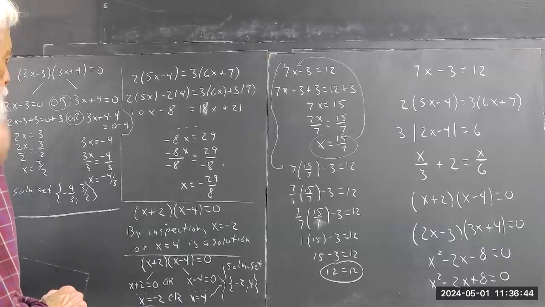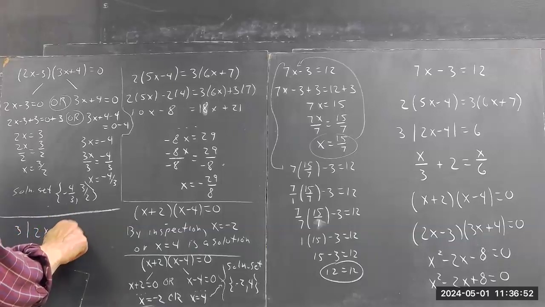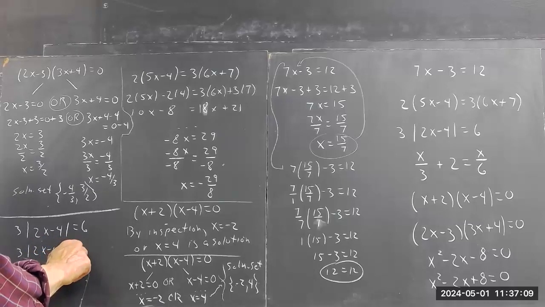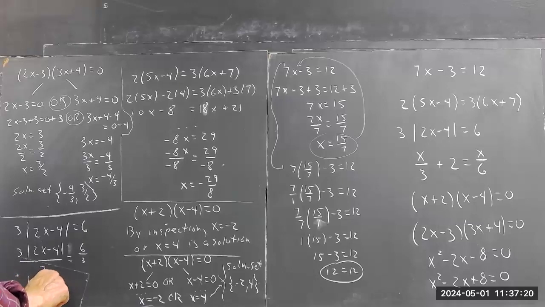Now, we have another equation. 3 times the absolute value of 2x minus 4 equals 6. Now, this is going to end up splitting in a way kind of similar, but for a different reason, to what we do here. First, we divide by 3. And that gives us the absolute value of 2x minus 4 equals 2.